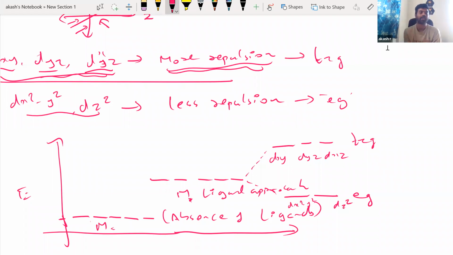Now that's it. This is what happens in the case of your octahedral complexes. And this particular level is your average energy, and this is also called your barycenter.